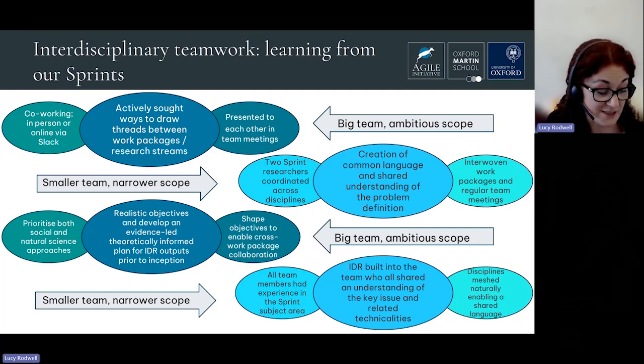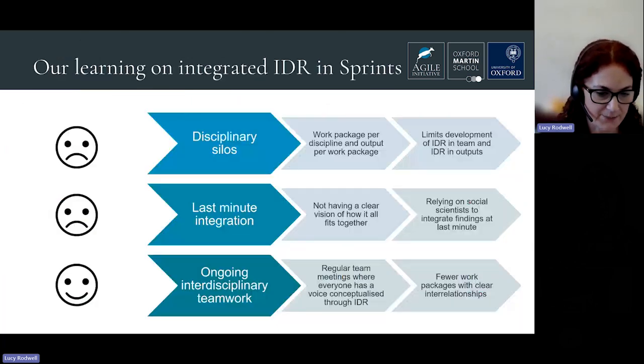However, the factors that can be emulated to enable interdisciplinary teamwork are establishing a good team dynamic through shared understanding of the sprint enterprise and what it hopes to achieve, interrelated work packages that are not discipline specific, coordination and liaison roles embedded within the team, giving equal weight to the approaches and methodologies between the main disciplines involved, and designing objectives that allow for cross-work package collaboration, and planning for a primary interdisciplinary output from the outset, which takes us on to our next slide.